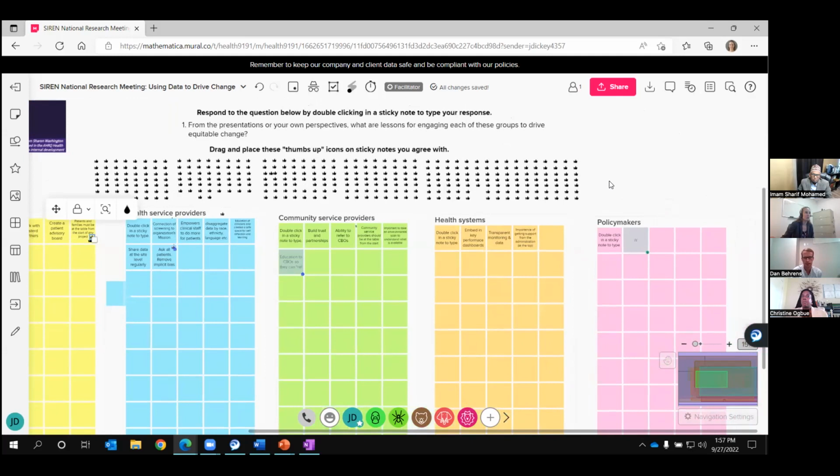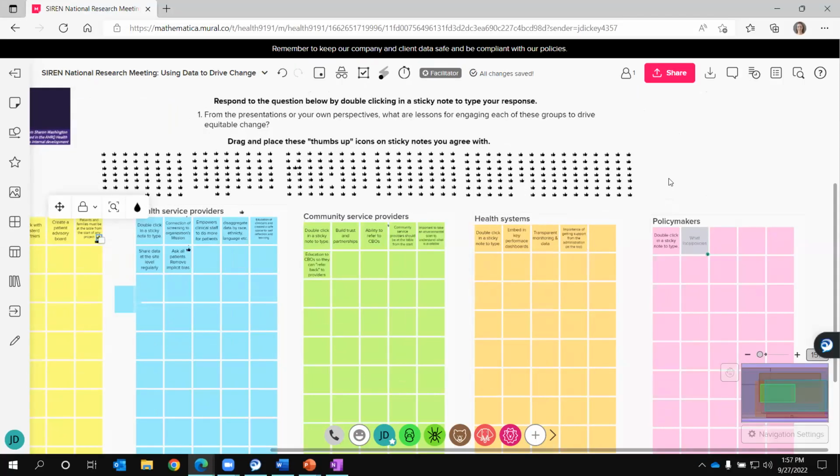We're getting a couple now in health systems. So for health systems, some of the lessons learned we've heard are transparent monitoring and data, embed in key performance dashboards, and the importance of getting support from the administration on top.